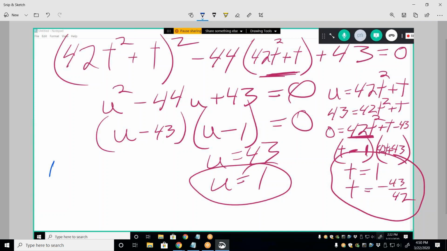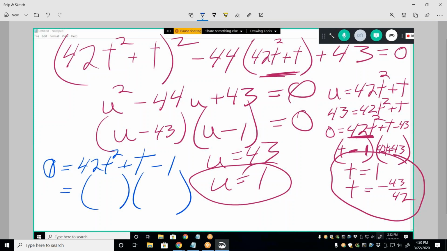I'm going to substitute 1 for u over here in the lower left. Still 42t squared plus t. And we're going to solve that. So I'm going to bring the 1 over there, turn that to a 0, and I'm going to factor it. This time, it's going to factor into the 7 and 6. Signs have to be opposite. It's going to be plus and minus. No, it's going to be this way.